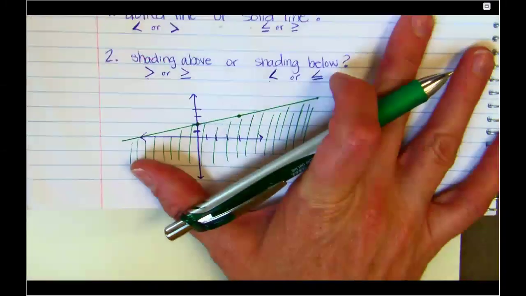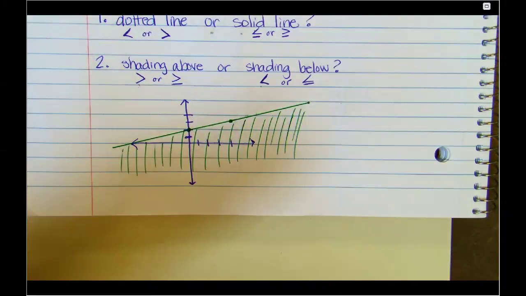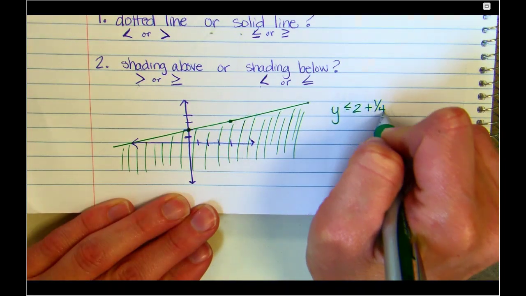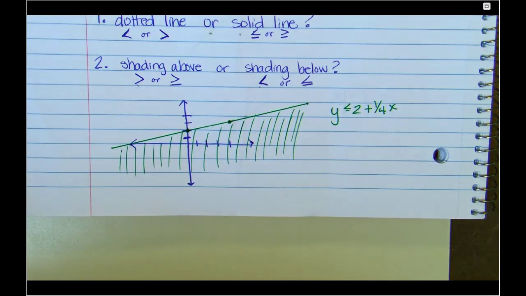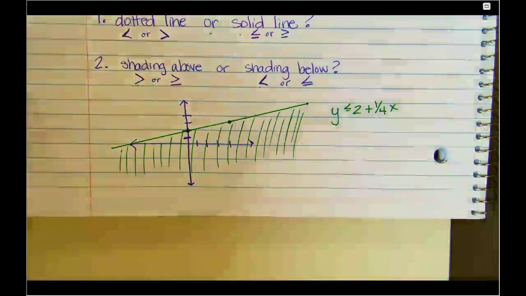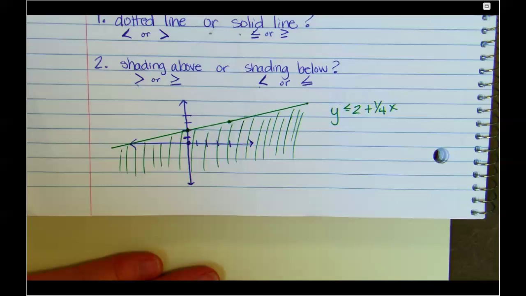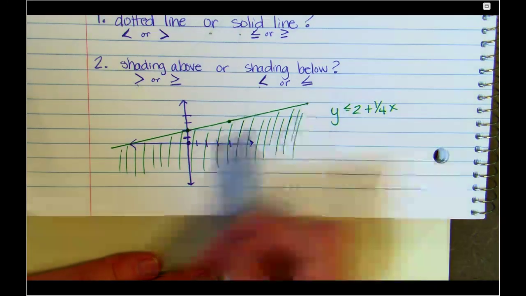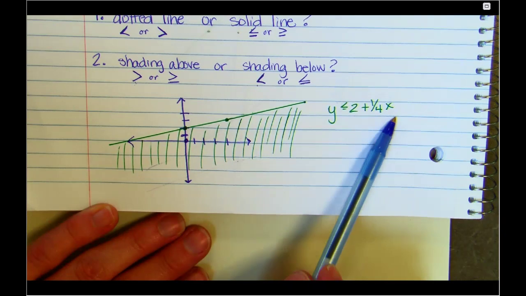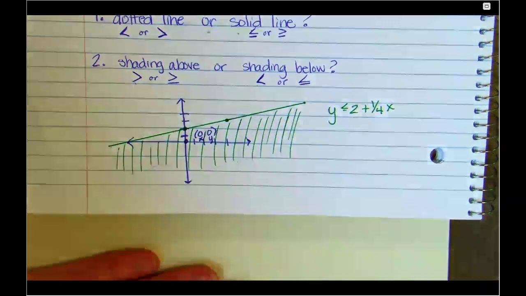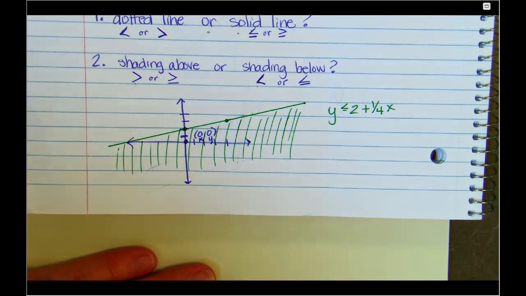Now, the same thing is true with a graph. What this shading does is it shows us, let me rewrite this, y is less than or equal to 2 plus 1/4 x. What this does is it shows us all the places that this is true. Let me give you an example. I'm going to pick an easy point here, 0, 0, the origin. 0, 0 is in this shaded area, which means that if I plug 0, 0 in for my x and y, I should get a true statement.